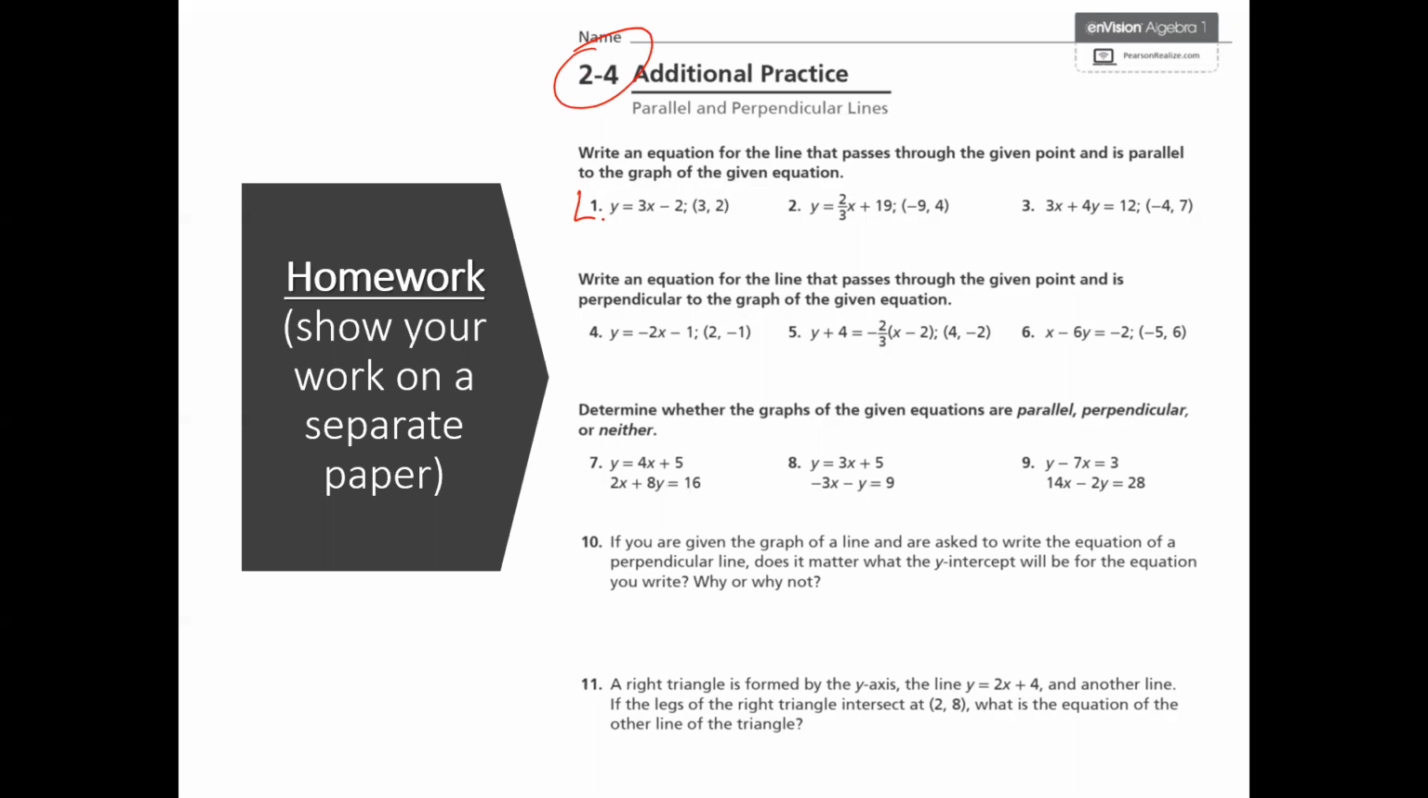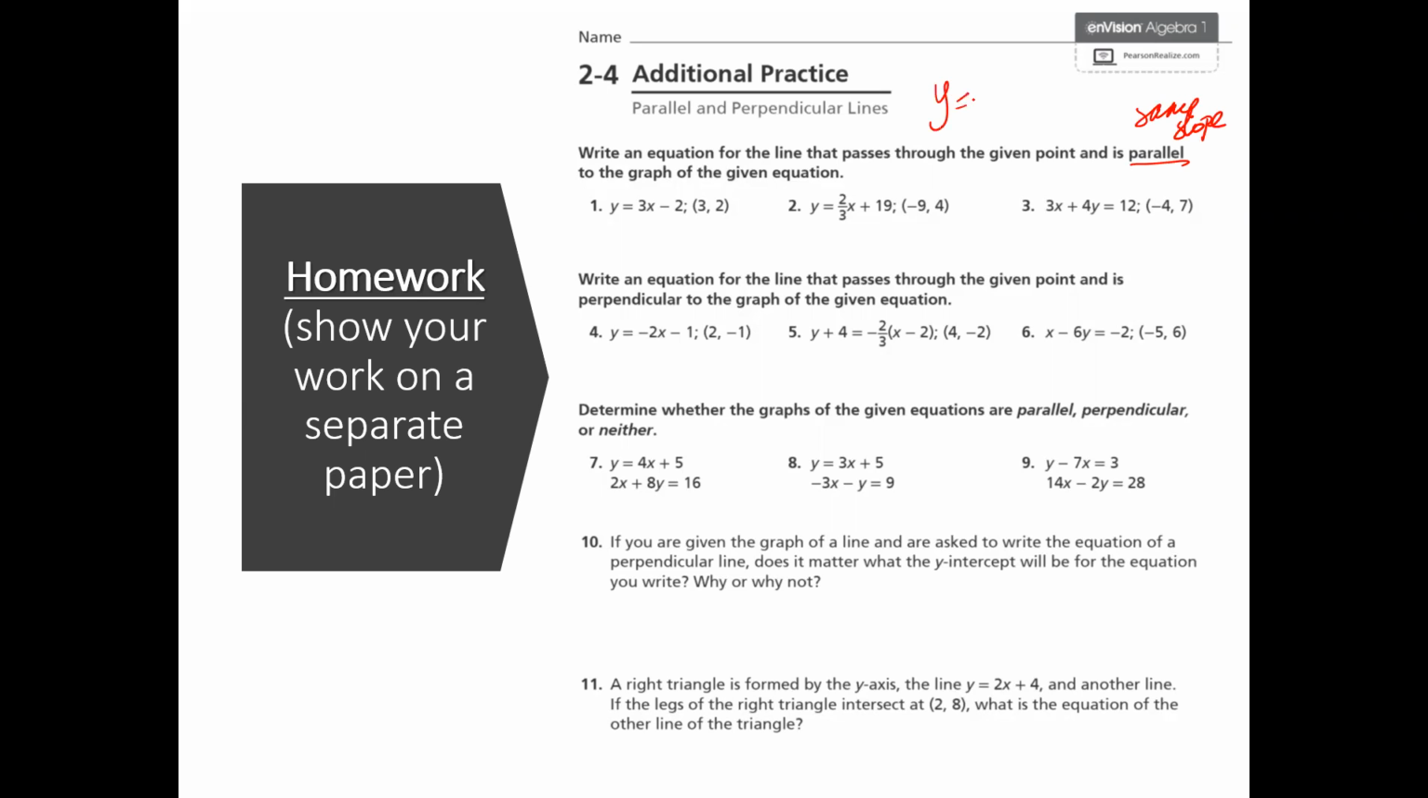Let's take a look at example 1. It says write an equation of a line that passes through the given point and is parallel. So let's just review some of this here. Parallel just means that your equation has the same slope. So in this case, same slope.